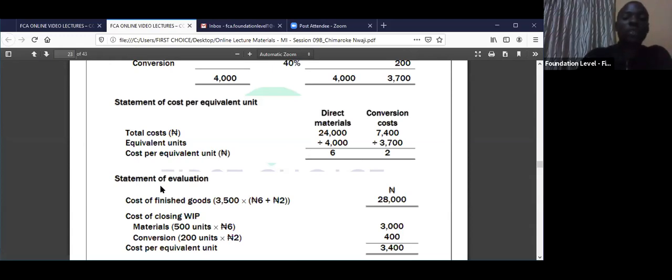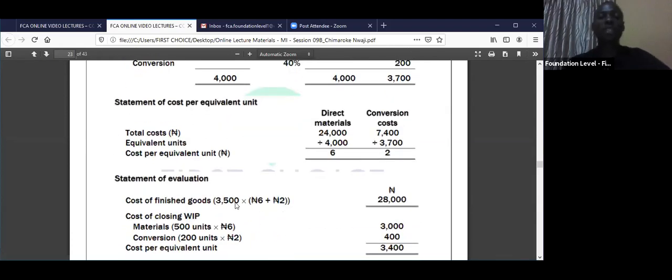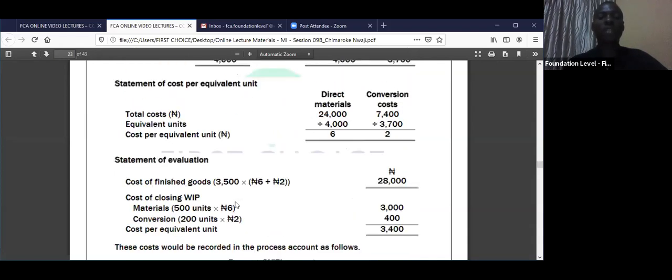The third thing is to prepare your statement of evaluation. So what do you do to the finished goods? Any unit that is finished, you use both material and labor. So the finished goods were 3,500. If finished output is 3,500, you have to multiply it by the rate for material and the rate for labor, and add them together. Some can do it separately, 35 times 6 and 35 times 2. You will get the same 28,000.